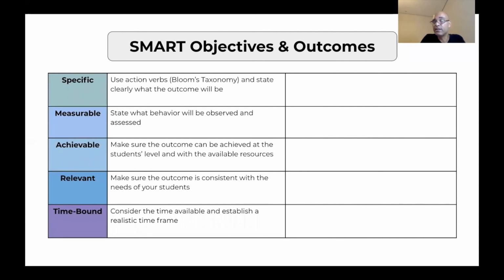Relevance comes from consistency in terms of the needs of my students. Are they doing something that is actually useful for them? If it's not useful, then I shouldn't be assessing it. I shouldn't even be teaching it, probably. And time bound, do they have enough time to finish the task? Am I providing them the support that they need for that? So you can use this table to analyze an objective, or you can use it to write your own objective. I hope you have found this useful.